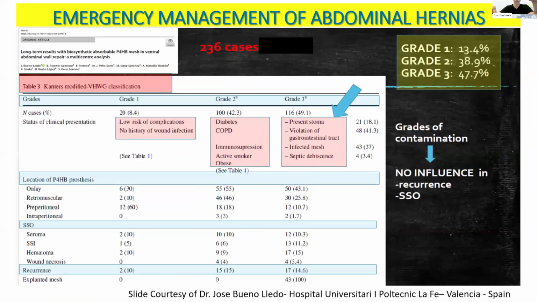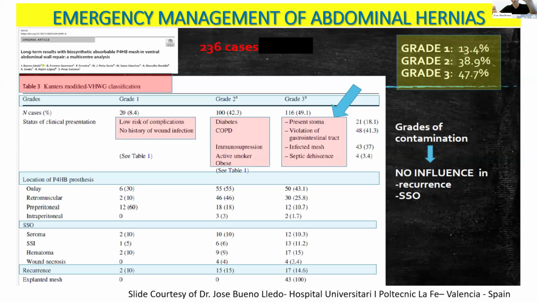Also, looking at the literature, this is a paper I just put out with Jose Bueno from Valencia, where we looked at 236 cases between hospitals in Portugal and Spain. It was possible to show that with high grades of contamination, there was no influence on recurrence or surgical site occurrences using reabsorbable mesh.